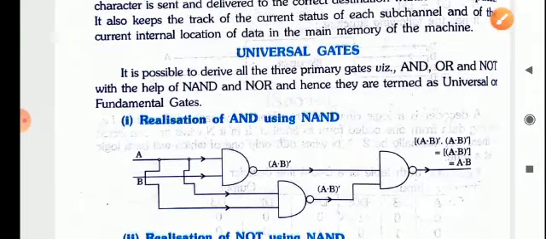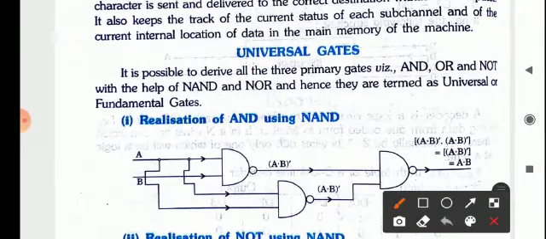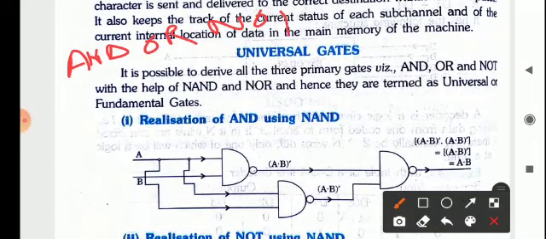Now, see what gates actually are. We all know that AND, OR and NOT are logical operators. Operators are what? For AND we have a dot sign, for OR we have a plus sign, and for NOT we have a complement or a bar sign. Now, how to design it in the form of a gate?